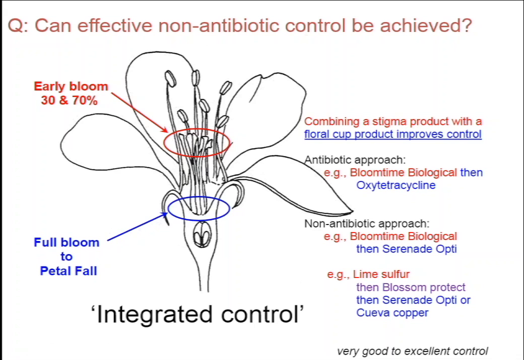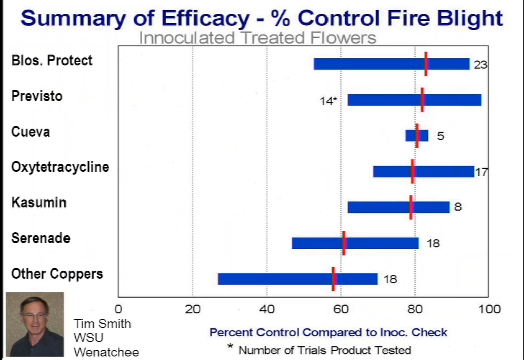So that's integrated control, and I put some examples here and why we think this. The original concept was Bloom Time Biological, then Oxytet, but we're in the no antibiotics era now, so an analogous concept would be Bloom Time Biological, then Serenade Opti, or in our detailed recommendations, it would be lime sulfur, Bloom Time or Blossom Protect, and then Serenade Opti or Cueva copper, and these have been giving us excellent control, as we'll see. All right, next slide, Alice.